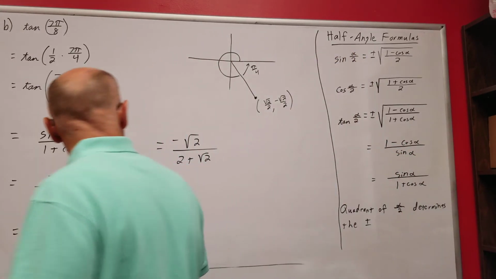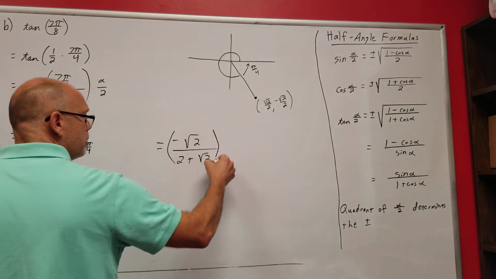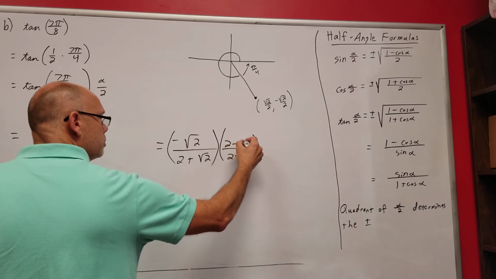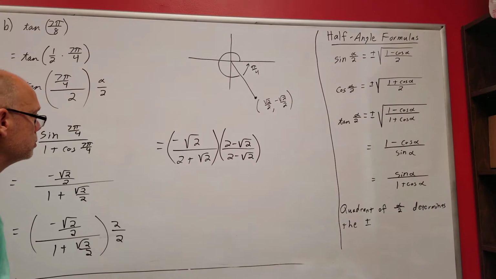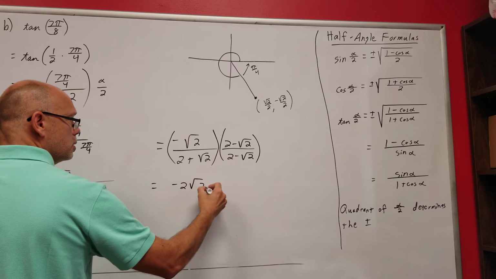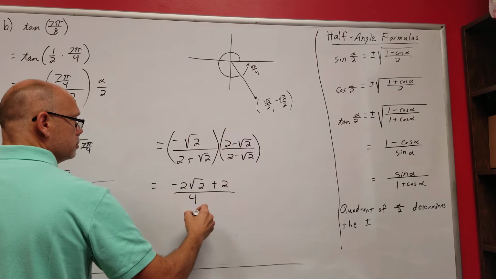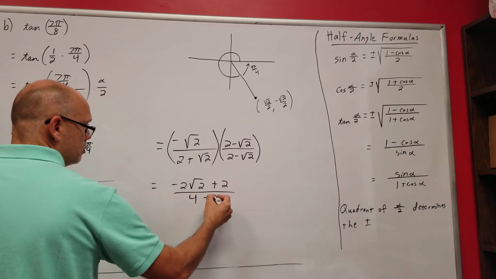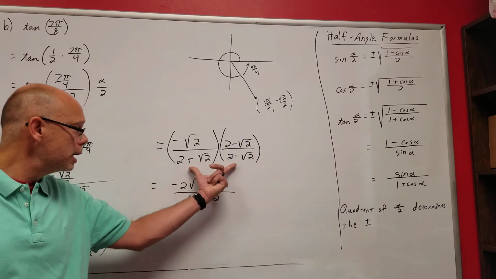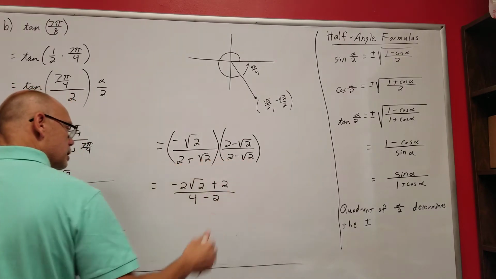Well, I still need to rationalize my denominator here. So what am I going to do? I'm going to multiply by the conjugate of my denominator, 2 minus square root of 2. Top and bottom, I'm going to multiply by the conjugate. So what does that give me? That gives me negative 2 square roots of 2 plus 2 all over 4 minus 2, right? Remember, when you multiply a binomial times its conjugate, the outer and the inner terms zero out. So all I really need to multiply is first and last.